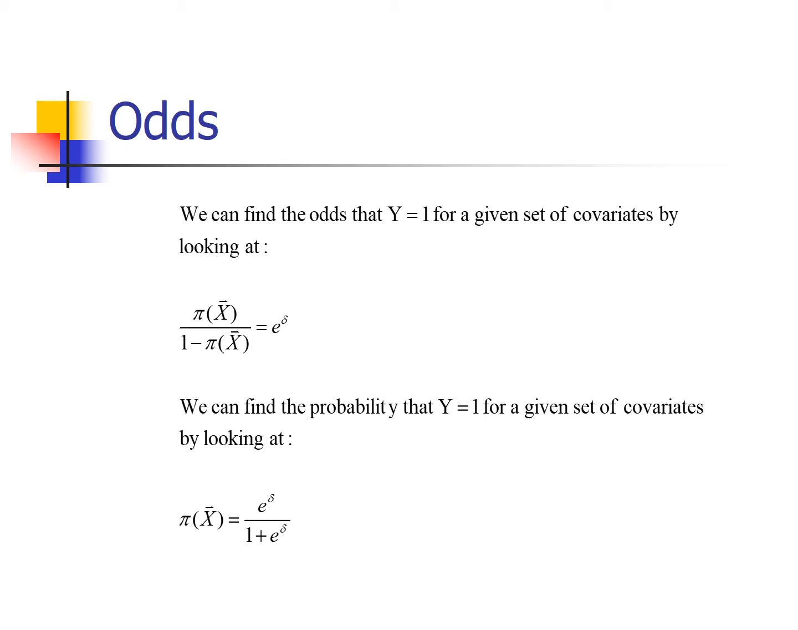You could further algebraically move those numbers around to solve for pi. If you solve for pi, you can show that the probability for a given set of covariates is e to the delta over 1 plus e to the delta. So once we've fit that equation, we can exponentiate it to get odds, and then we can take that exponentiated thing and put it over 1 plus that same thing to solve for actual probabilities.